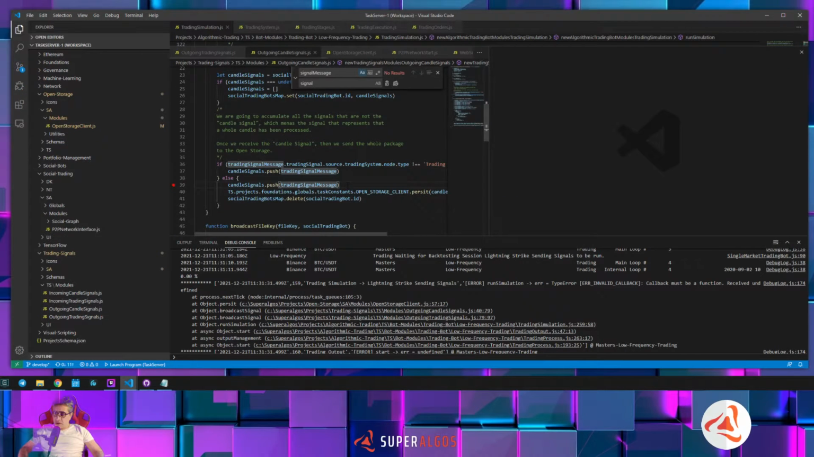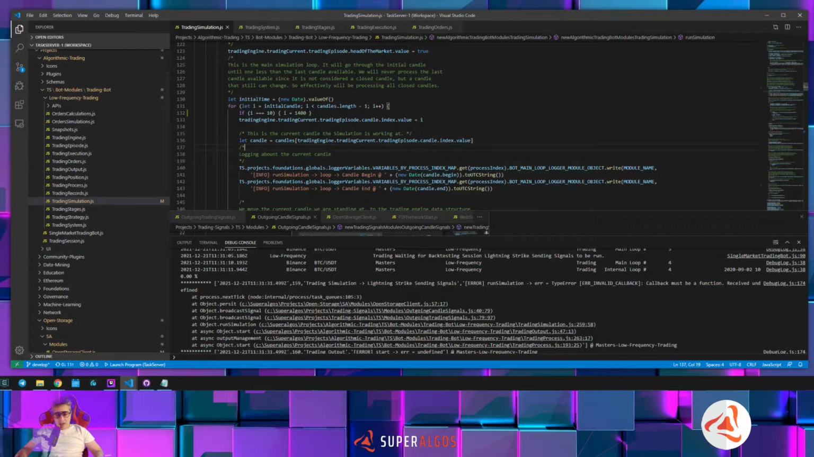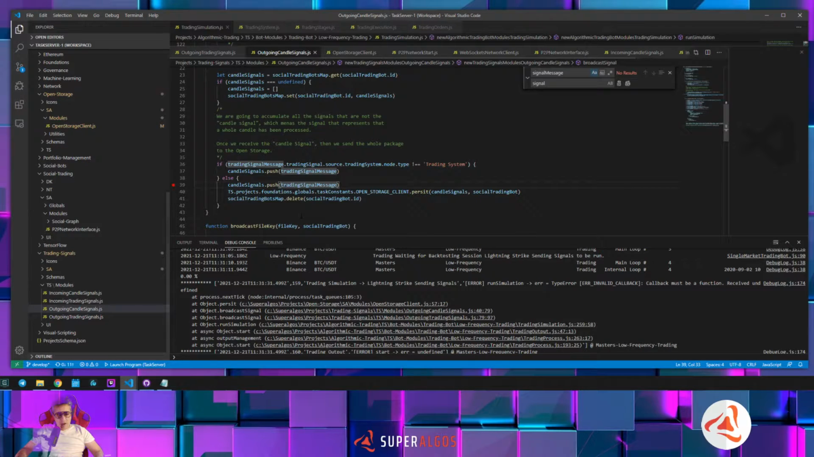So let's go back here. Open storage, trading simulation, trading system. Okay, we got outgoing candles. So from here, we will be able to continue the debugging. So let's stop this and run this again. Oh, wait, okay, so what I did was here, sorry. I changed this line and I return here to be able to debug.